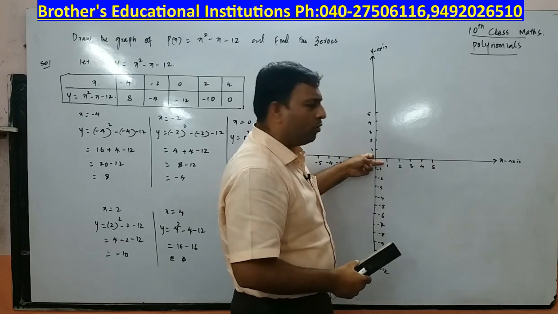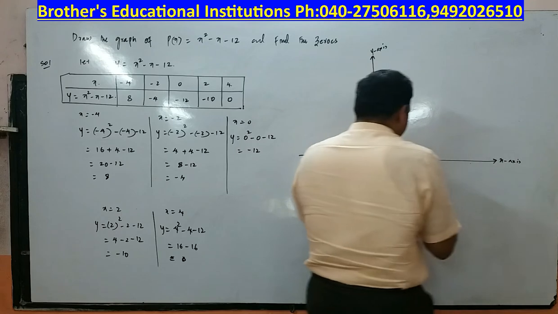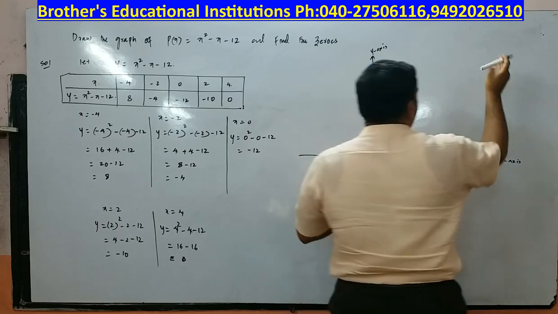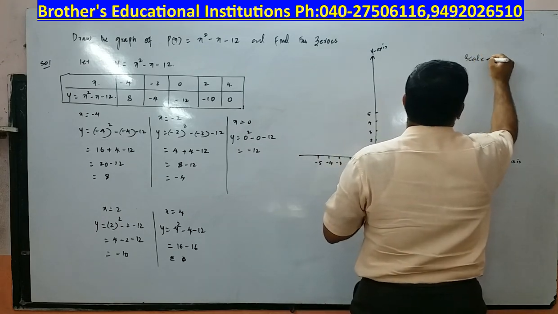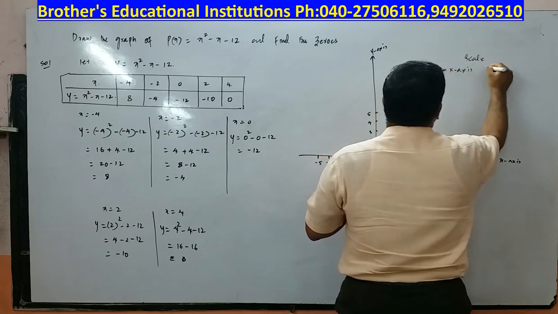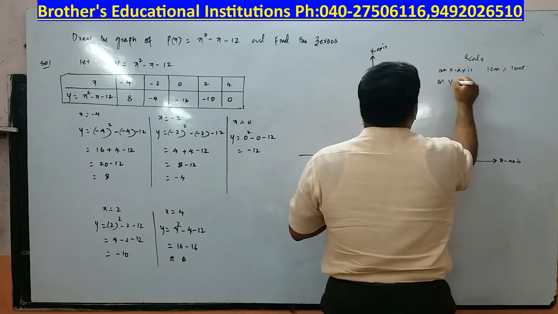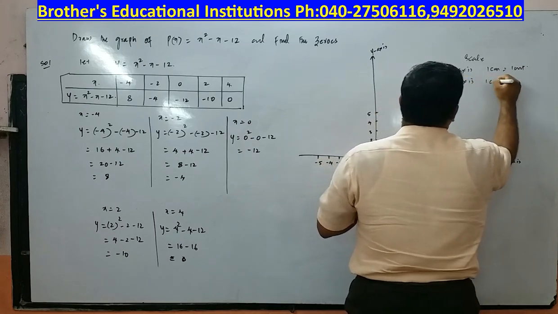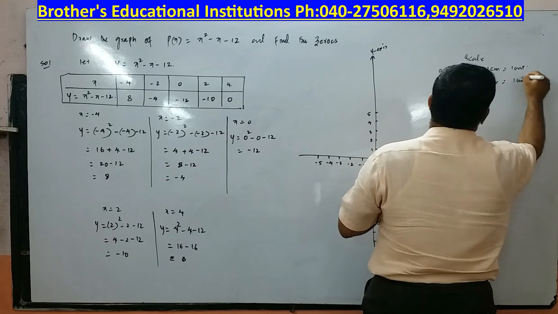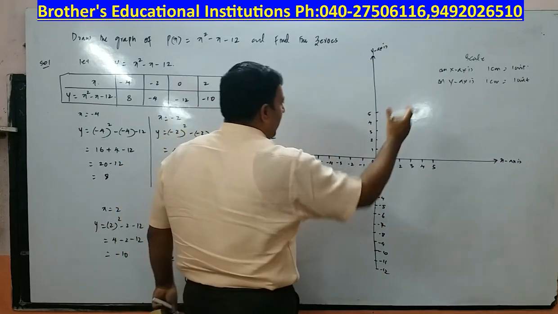Here in the graph, what I am doing is, on the x-axis and y-axis, I will take 1 centimeter is equal to 1 unit. I will write the scale. And what is the scale? Scale is on the x-axis, 1 centimeter is equal to 1 unit. On the y-axis, 1 centimeter is equal to 1 unit. Alright. So we take a scale and we write things like this.